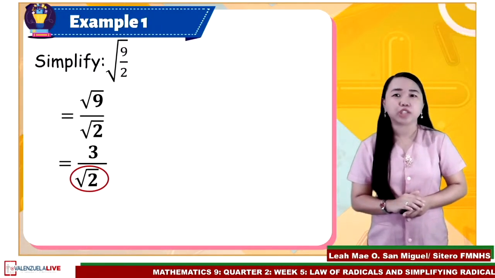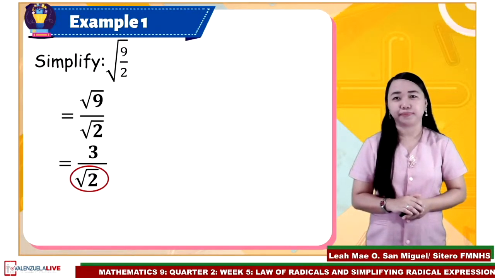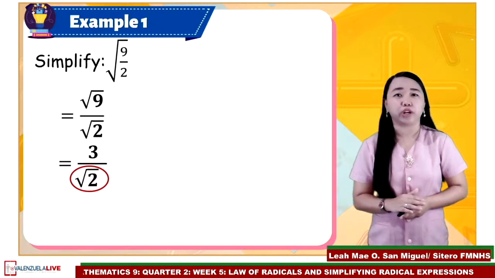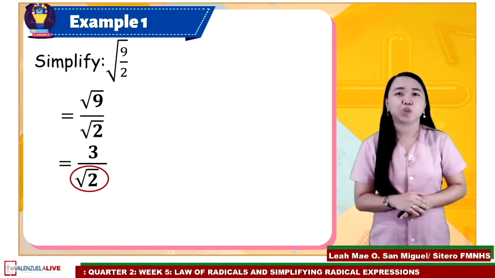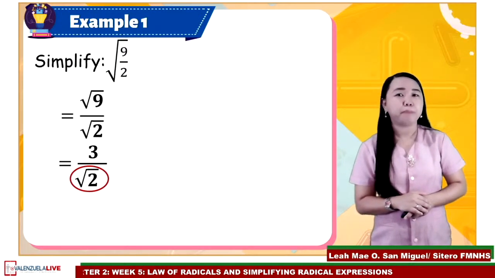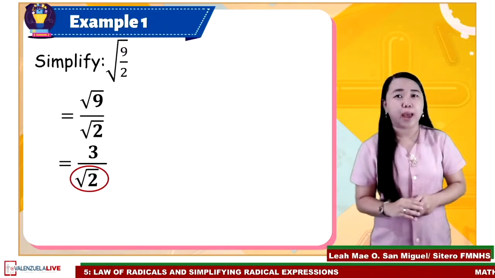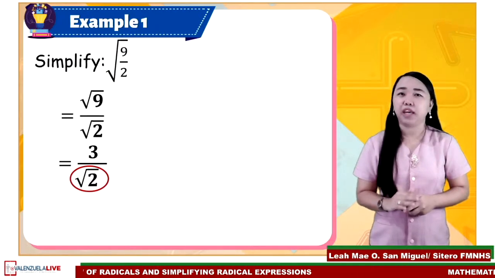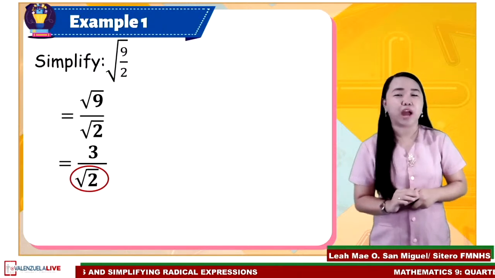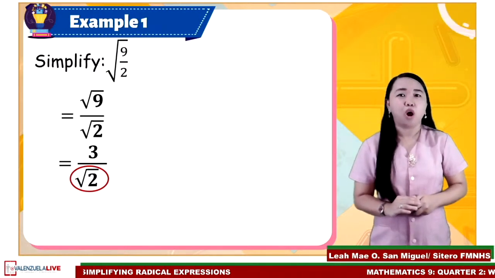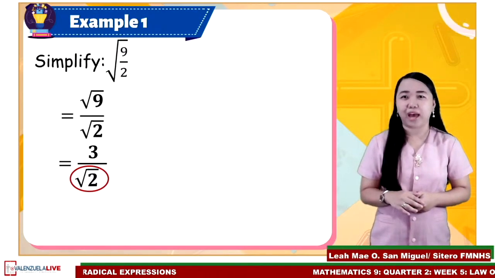The point of rationalization is to make the denominator rational. You all know during your grade 7 that one of the famous irrational numbers is the square root of 2, aside from pi and Euler's number. So, with square root of 2 as a denominator, it made the denominator irrational. Therefore, the denominator must be rationalized to remove the radical, or to make the denominator rational. So, how do we do that?